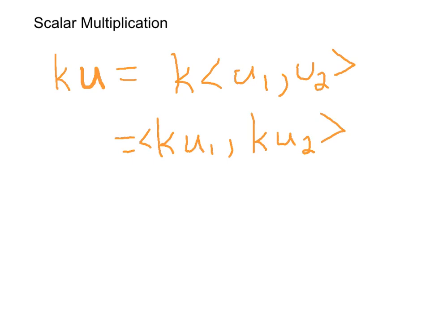So there you have it. We've got the two different types of operations that we do with vectors, vector addition and scalar multiplication.